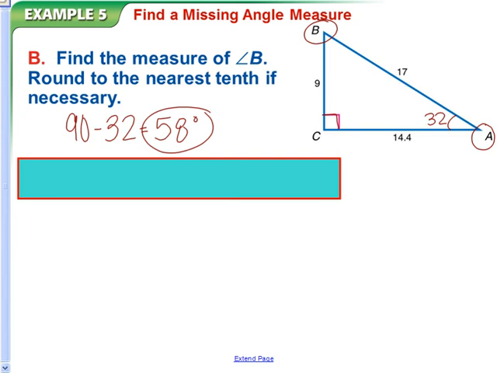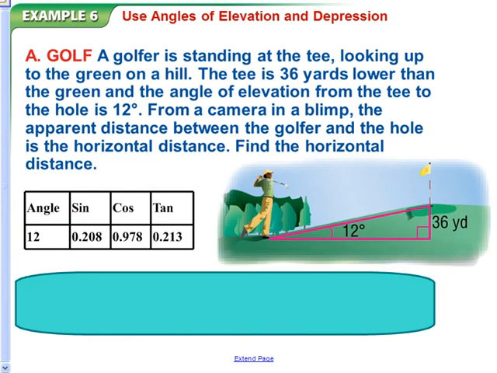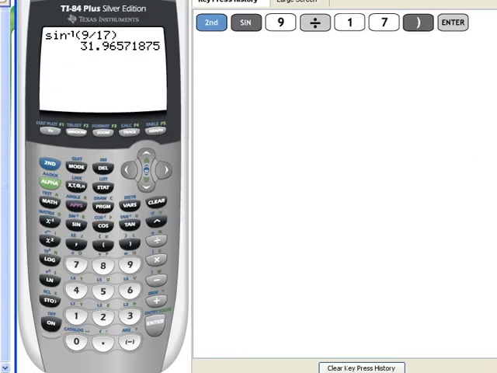Okay, let's just take a look at a couple of word problems. Take a second to read this one and then we'll go through it. So find the horizontal distance. That's going to be x down there. So what trig ratio are we going to use? Tangent of 12 is opposite over adjacent. So do you multiply or divide? In this case, you're going to divide. So you type in 36 divided by the tangent of 12.